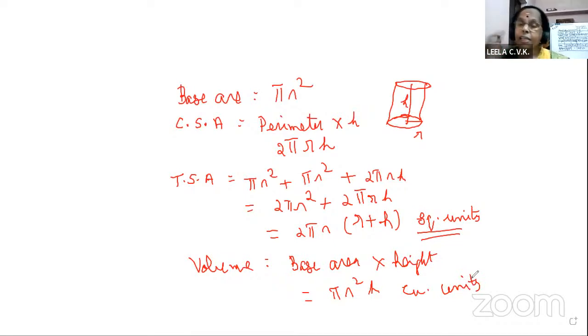Why is it cubic unit? Because r square means unit into unit. Then again, h is also the same type of unit. So unit into unit into unit means what? Cubic unit. Did you get that? Did you get the idea?